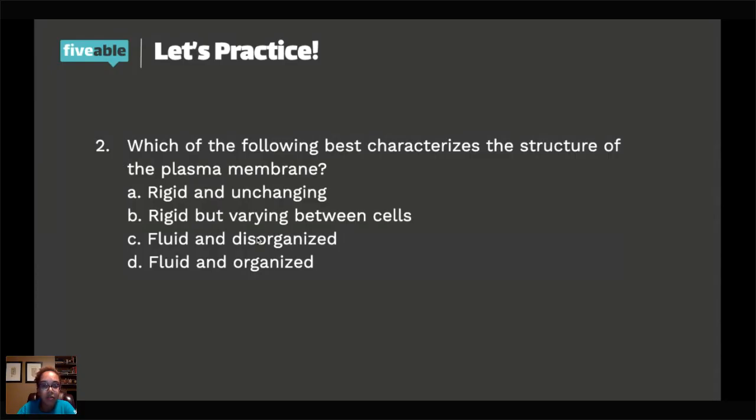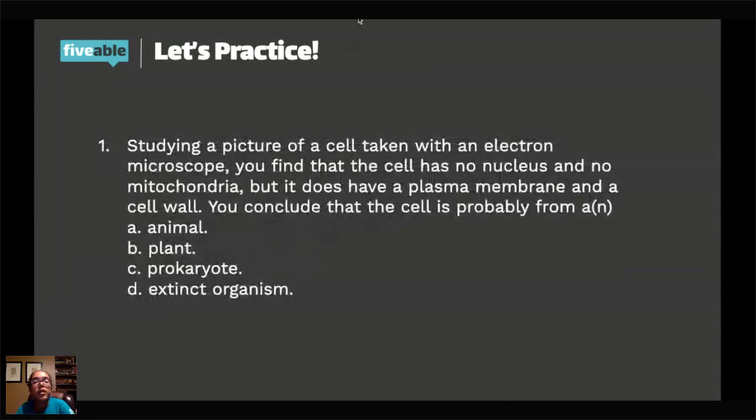And then we can go back to the first question. Studying a picture of a cell taken with an electron microscope, you find that the cell has no nucleus and no mitochondria, but it does have a plasma membrane and a cell wall. You conclude that the cell is probably from A. So you can take out D because that's kind of irrelevant. That has nothing to do with the question. In terms of types of cells, extinct organisms have the same type of cells as far as we know. So that answer choice is kind of off the table.